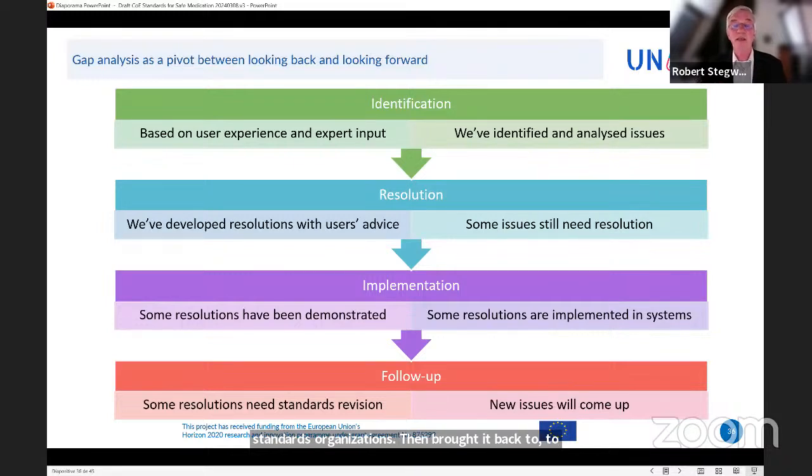So some of the things that we've developed have been demonstrated. Some are even implemented in systems like the electronic application forms that will go live somewhere later this year with the European Medicines Agency. But there are some resolutions that are still in the process of standards revision. And of course, new issues will come up. So this whole thing is about how do we get this work that we've done as work package 1, how do we keep it moving in the future? So that's the next slide.